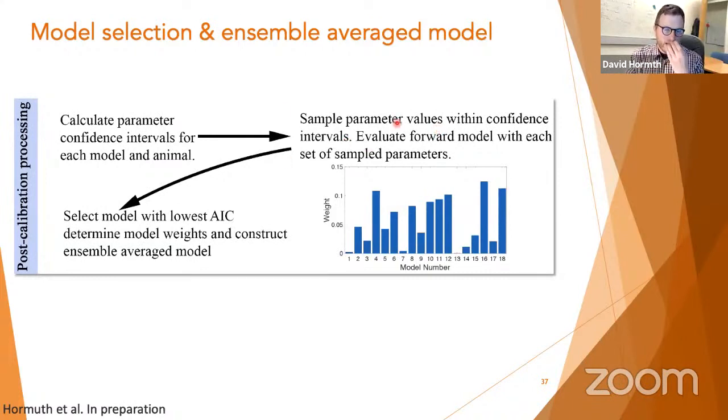Once we have performed all of this, we then perform model selection using the Akaike information criterion. And we're going to select 2 different types of models. The first one is just selecting the model with the lowest Akaike information criterion. So this is the model that best balances model complexity and model accuracy. And then we're also going to construct an ensemble averaged or weighted model. So here's an example of model weights for the different models that we have, and I'll show actual weights on a later slide.